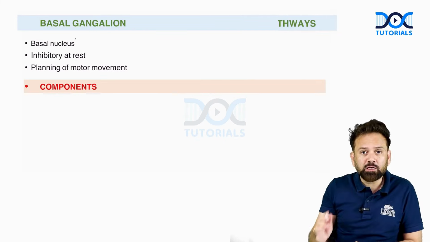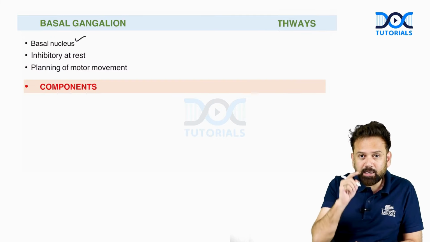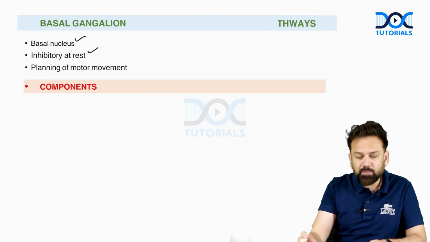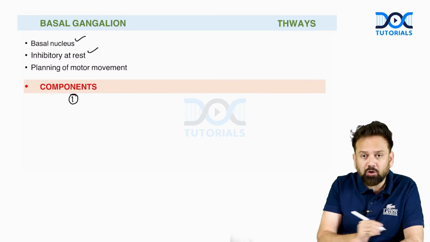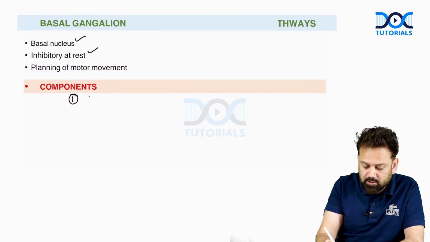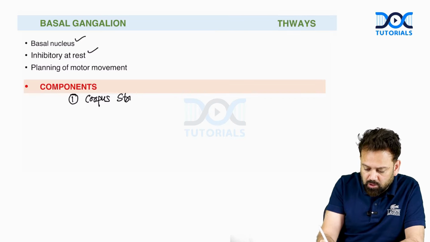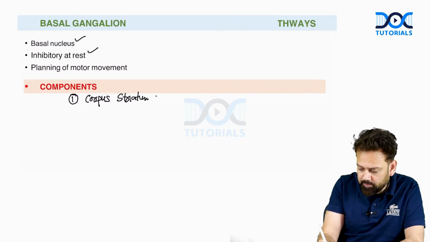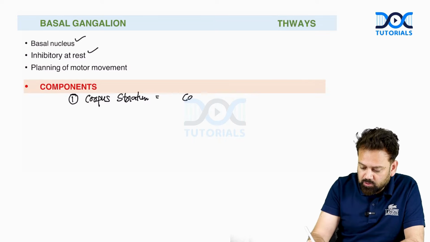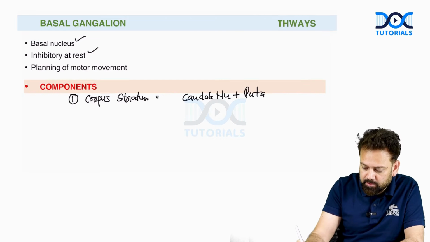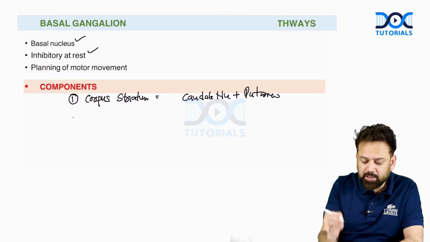Now, basal ganglion is called basal nucleus. At the resting condition, it is inhibitory, and its function is planning of the motor movement. The first component of the basal ganglion is, what is that? Corpus striatum. The first component is corpus striatum, which is made up of CP, canard place. What is that? Caudate nucleus and putamen. Very simple. CP, corpus striatum, made up of CP, canard place.